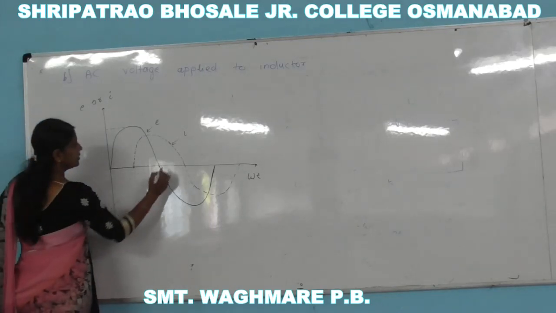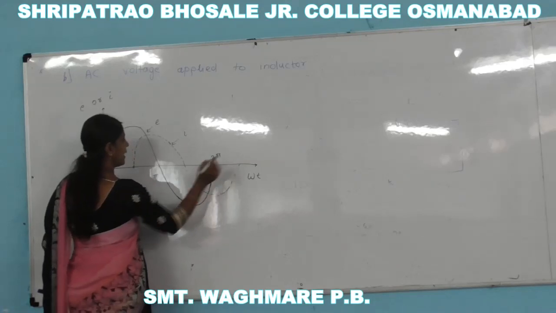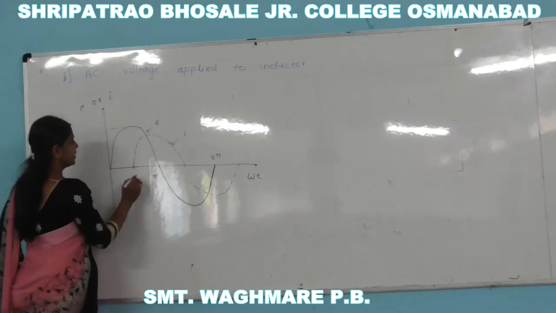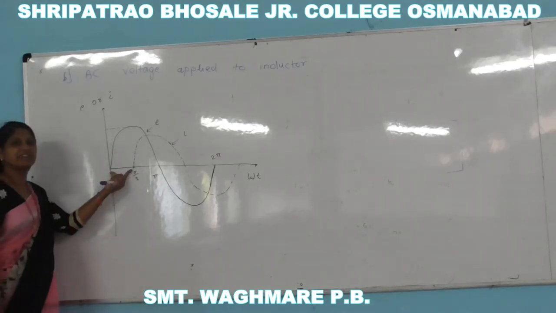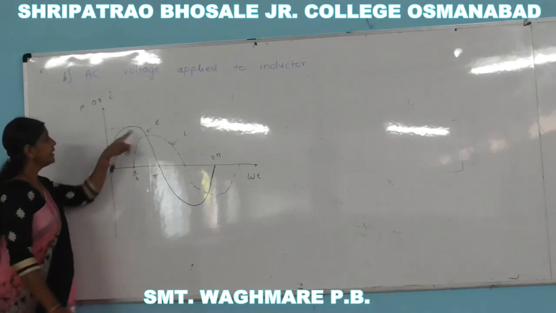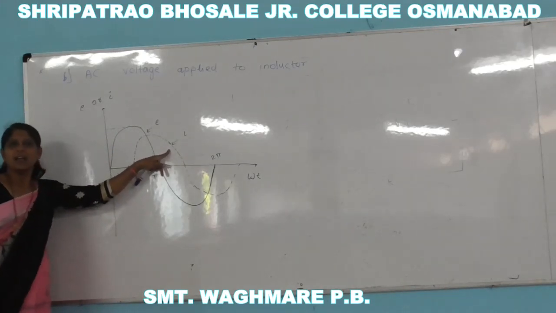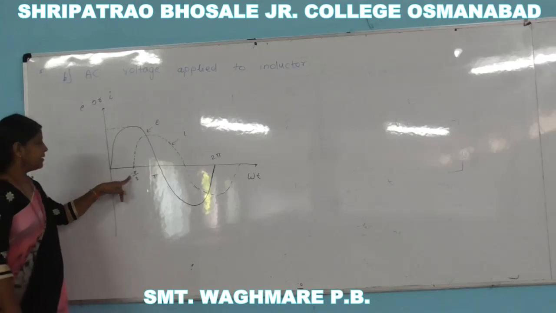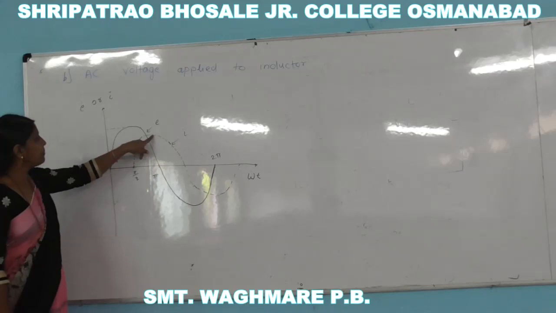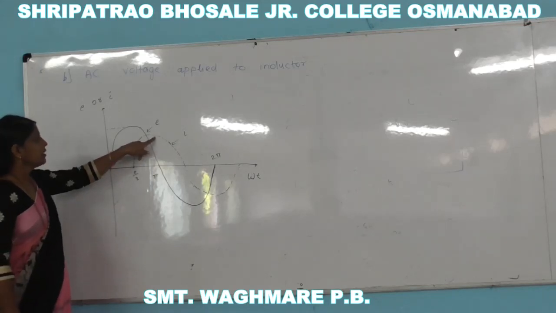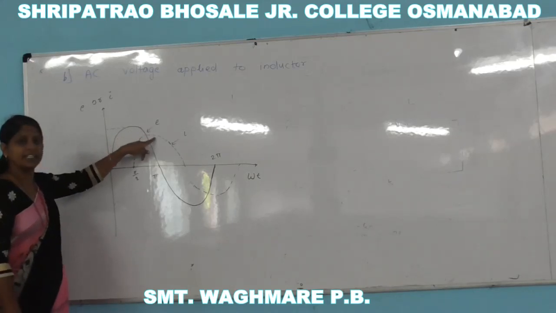Here the angle will be pi. This is 2 pi. This is pi by 2. Therefore, there is a phase difference of pi by 2 between the E and I. That is, current I lags behind the E by pi by 2, and the maximum amplitude of the graph of I is less than that of the EMF.